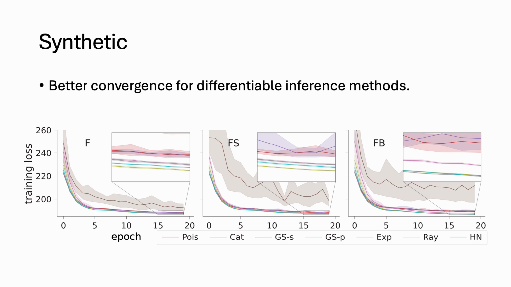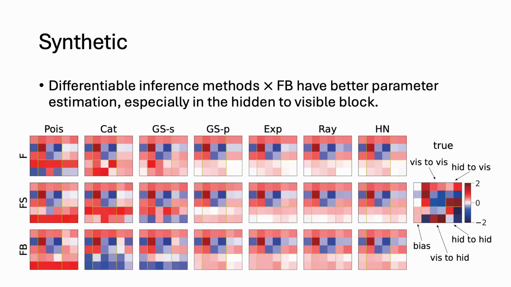Those are the yellow, gray, and pink, corresponding to half-normal, Rayleigh, exponential, and Gumbel softmax pathwise. We also plot the learned linear mapping parameters and the true for reference. We can see that differentiable inference methods with forward-backward have better parameter estimation, especially in the hidden to visible block.